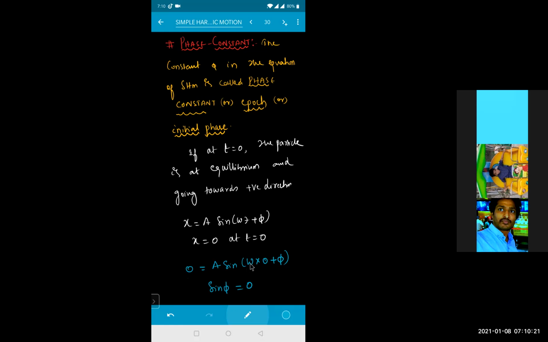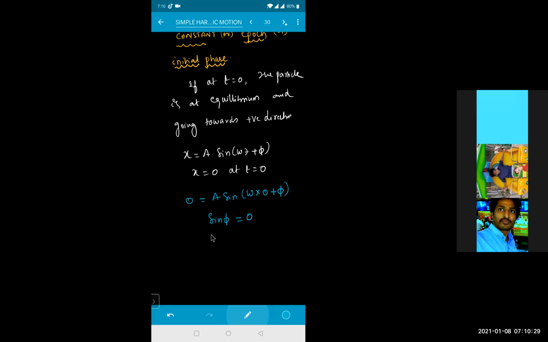Because omega into 0 is nothing but 0, the remaining is nothing but sine phi. So sine phi is becoming 0. That means phi value is equal to how much? For what value of phi is it becoming 0? Sine 0 is 0. So the phase value is becoming 0 right now.